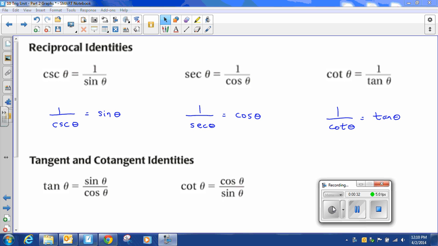It's called Reciprocal Identities. We already know this. Cosecant of theta is 1 over sine theta. Secant theta is 1 over cosine theta. And cotangent theta is 1 over tangent theta. And obviously the same thing is true for the inverse of the inverse.